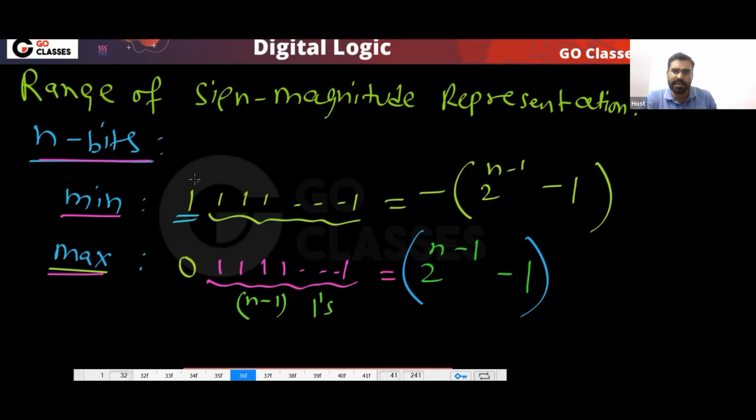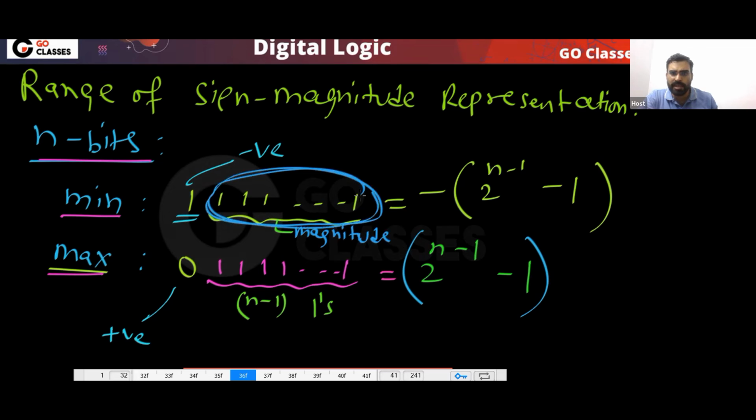Remember, this simply means negative, and this simply means positive. So here what you will get is the magnitude. Remember, this is the magnitude. Because these are n minus 1 ones, how many ones do you have here? N minus 1 ones you have here. So that is the reason for negative of 2 power n minus 1 minus 1.